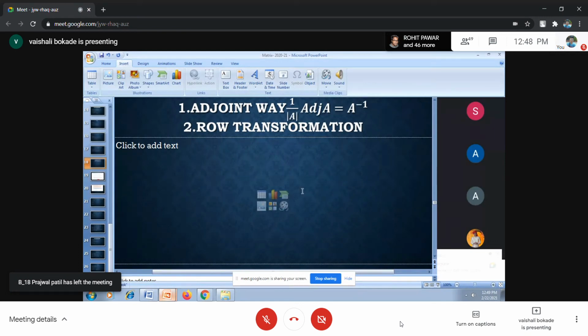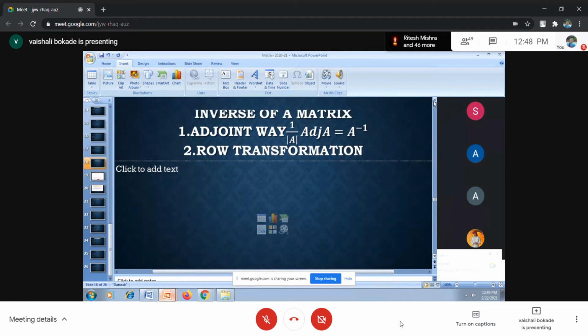So here we were searching inverse by two-way, inverse by row transformation, inverse by adjoint. So A inverse is 1 upon determinant of A into adjoint of A. These things we were having.